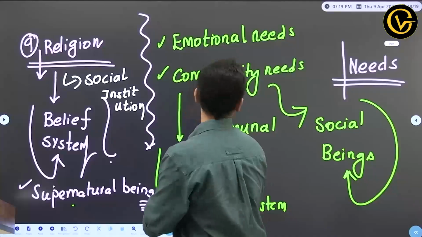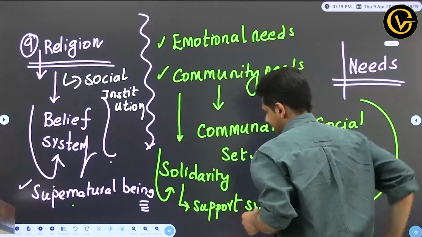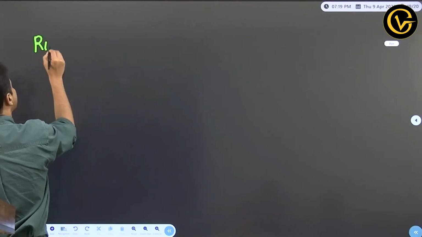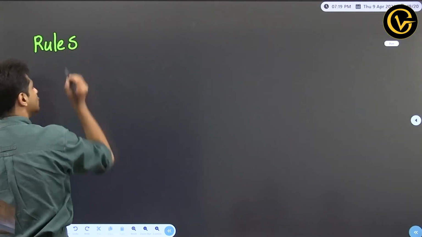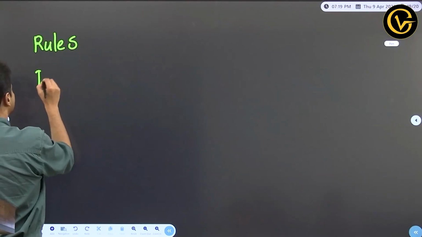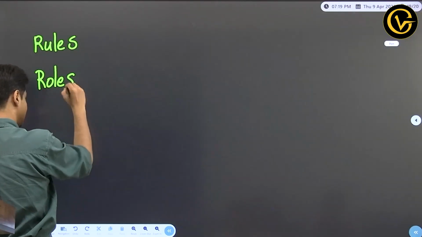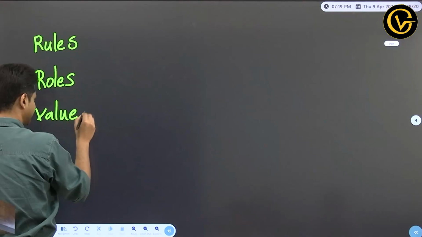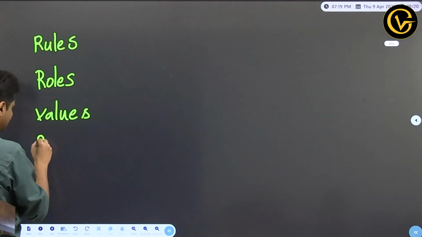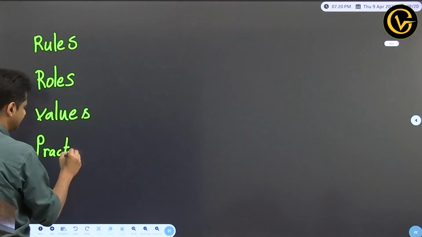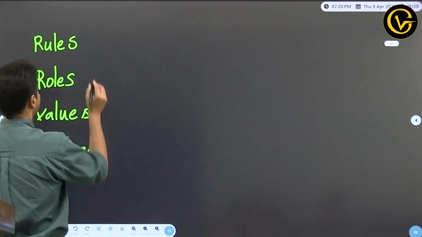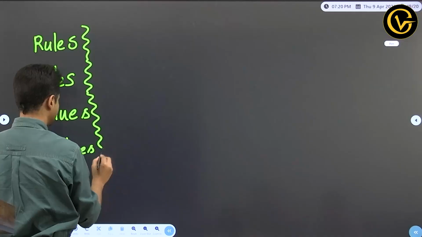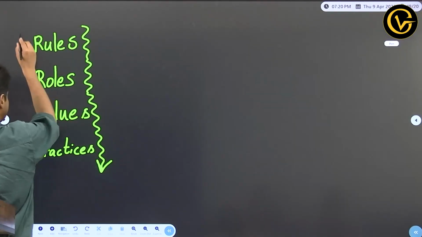And just like any other social institution, which we discussed in yesterday's class, religion also has rules. Religion also has roles. Religion also has values. Religion also has practices.